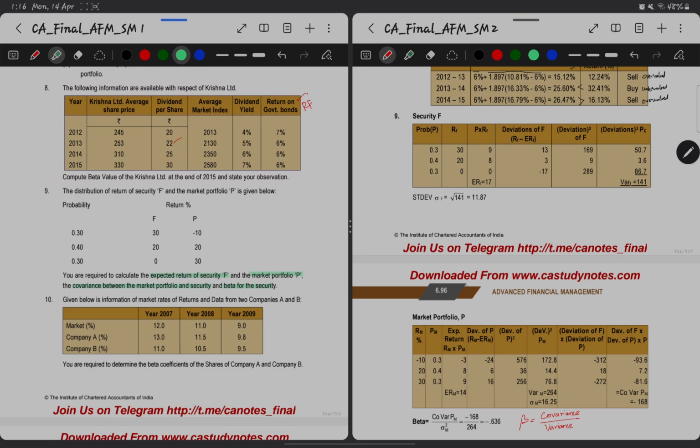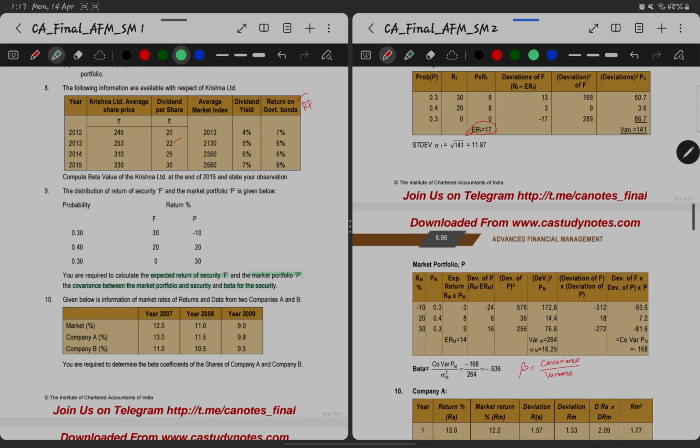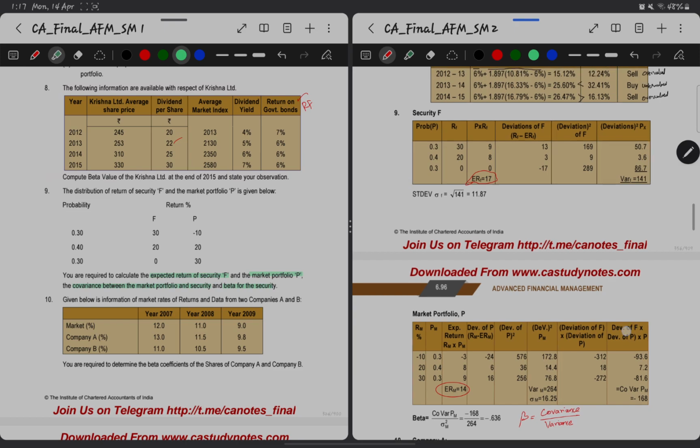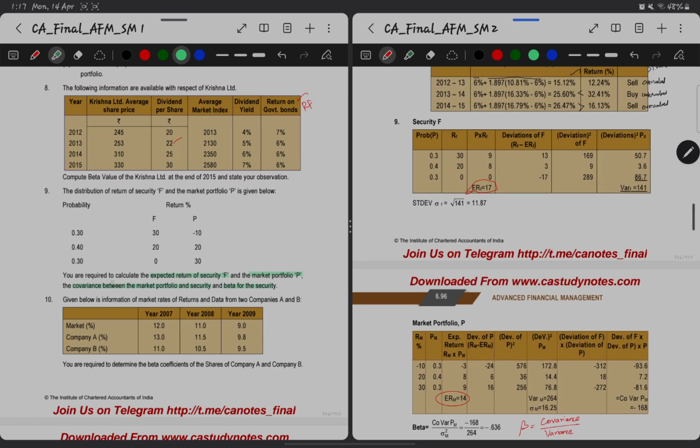So the expected return can be directly found out by multiplying the probabilities with the return. We'll get the expected return for F and P as well. So the expected return of security F is 17 and market portfolio is 14, as a direct multiplication and summation. And the second requirement is covariance between market portfolio and security.